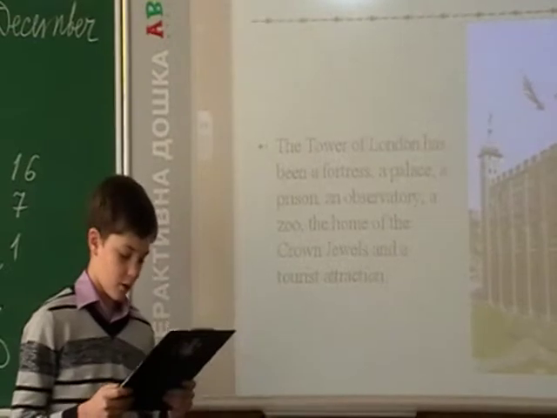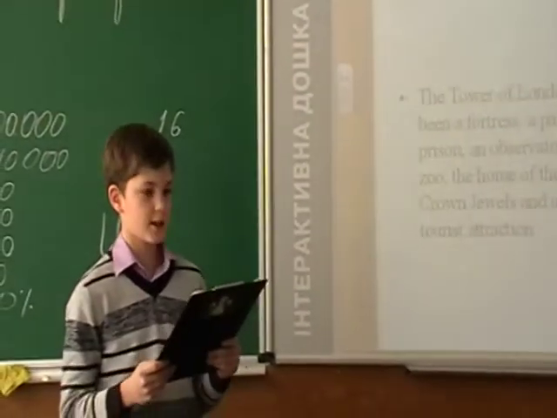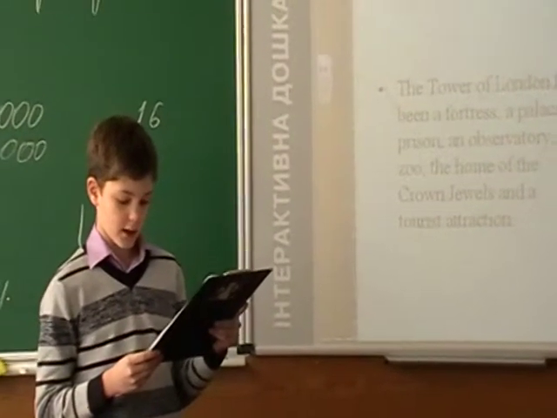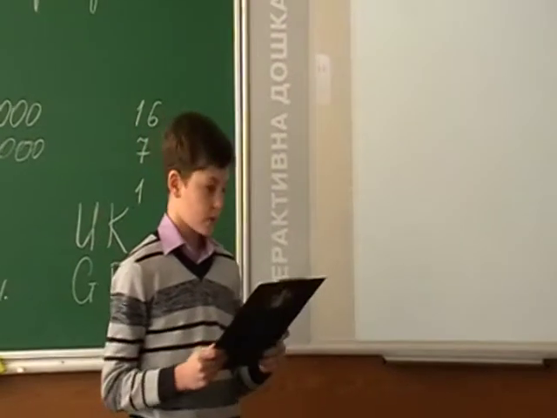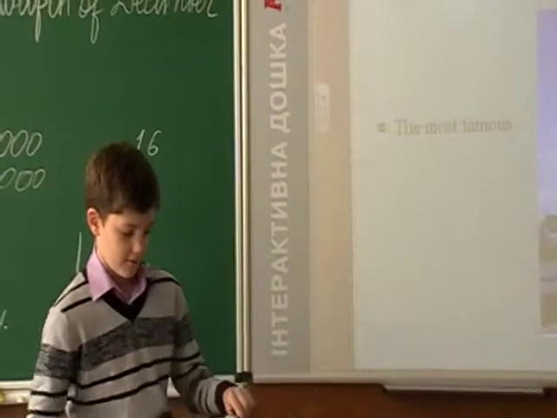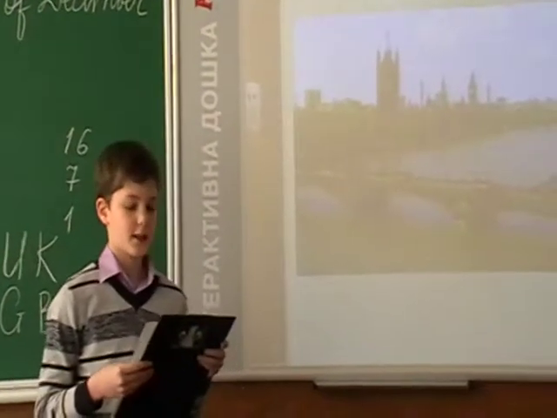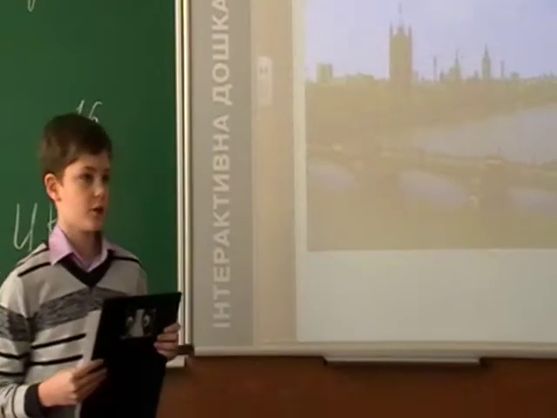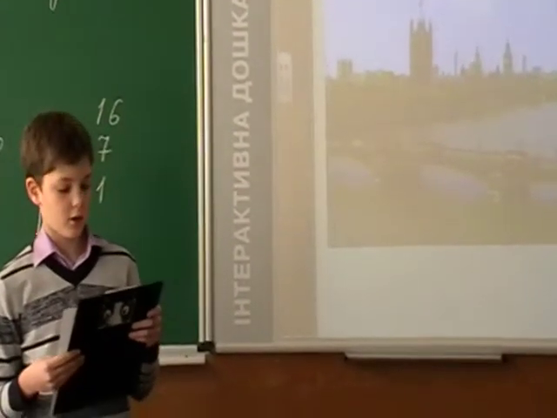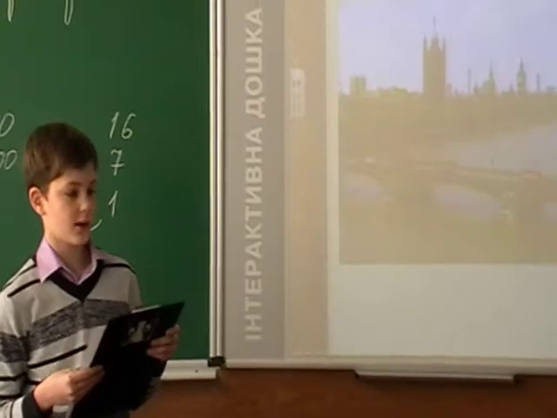The Tower of London has been a fortress, a palace, an arsenal, a mint, a prison, an observatory, a zoo, the home of the crown jewels, and a tourist attraction. Tower Bridge. The most famous bridge in London is the Tower Bridge. The River Thames flows through London. It is 338 kilometers long and 245 meters wide here. Even big sea ships can visit London.